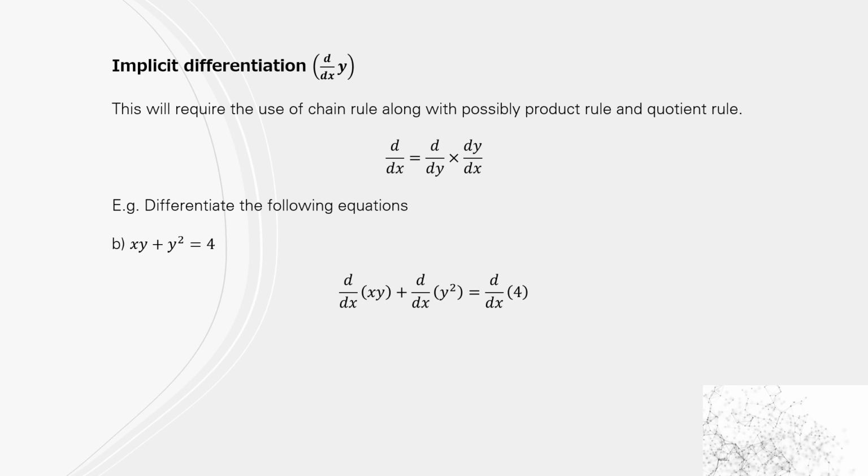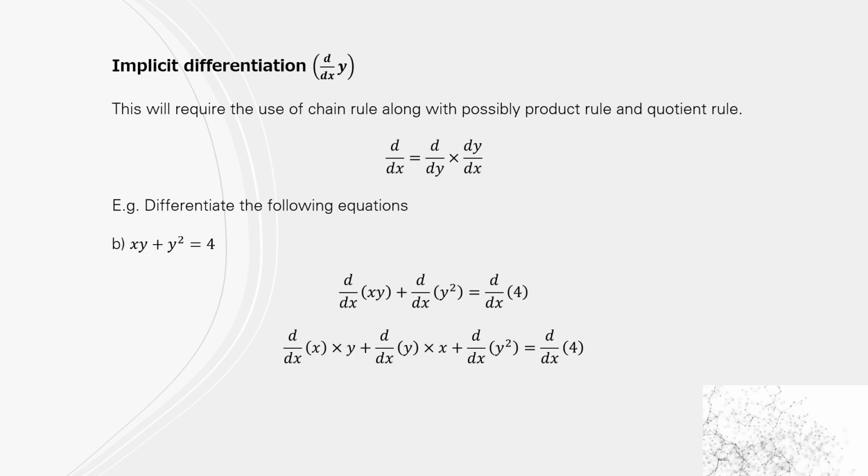So the same with this one, d dx of each of them. So differentiate each of them individually. Differentiating xy, that's a product rule. So it's one function times another. D dx of y squared, well, we're going to have to use our chain rule, and d dx of 4 just becomes 0.